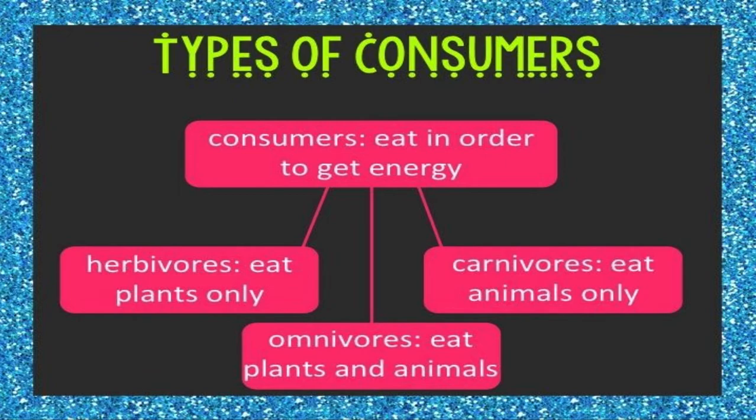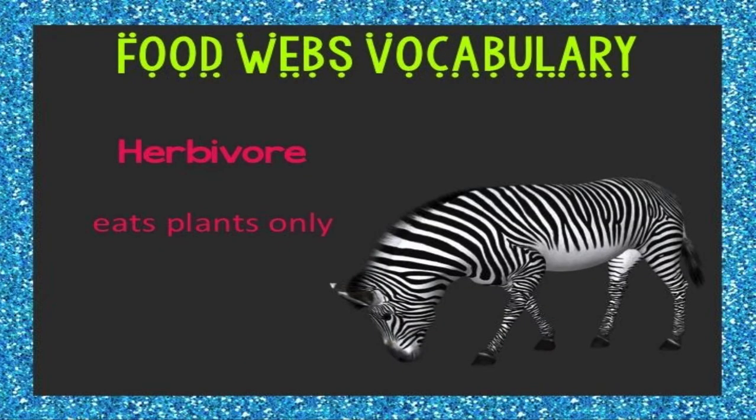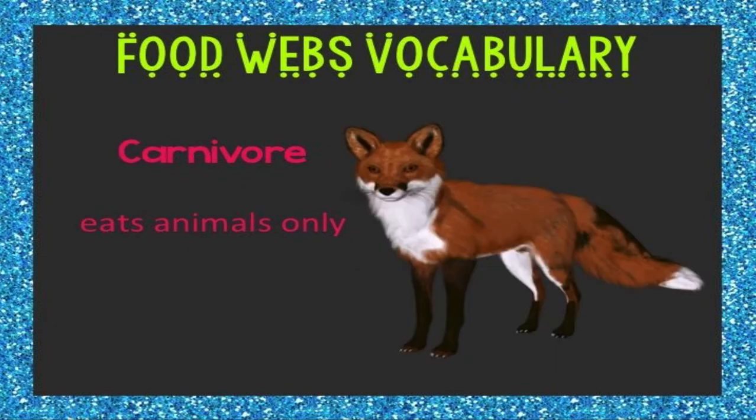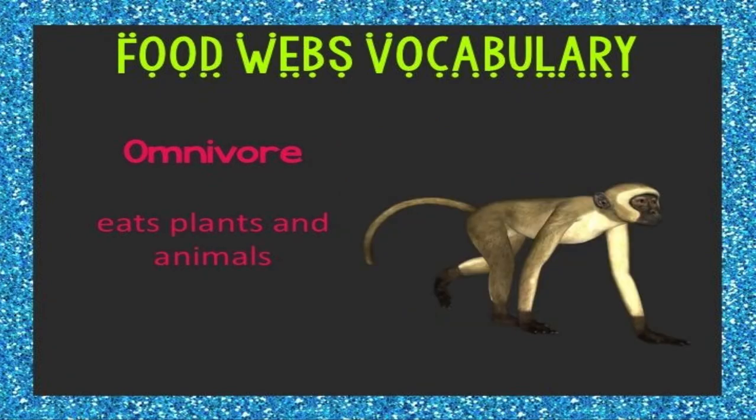Types of consumers. So a consumer, again, has to eat in order to get energy. There are three types. We have herbivores, which eat plants only, carnivores, which eat animals only, and omnivores, which eat animals and plants. An herbivore, again, eats plants only. An example would be a zebra. A carnivore eats animals only. An example would be a fox. An omnivore is an animal that eats plants and animals, so we have a monkey as our example.